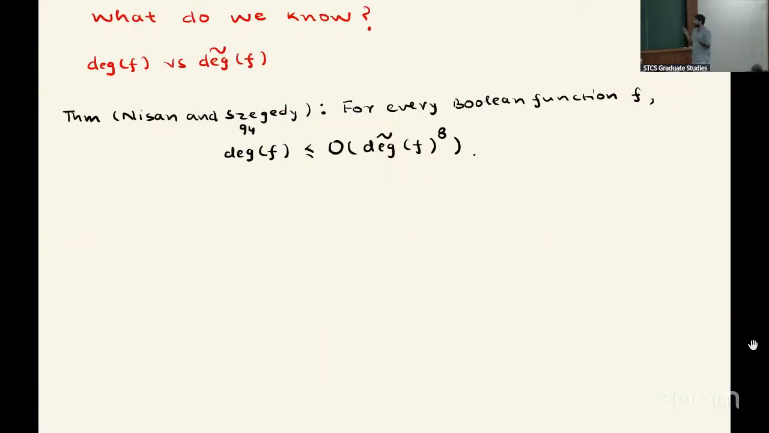So what do we know in the case of degree versus approximate degree? There is a celebrated result of Nisan. There's a remarkable result which shows that for every Boolean function, degree and approximate degree are polynomially related.